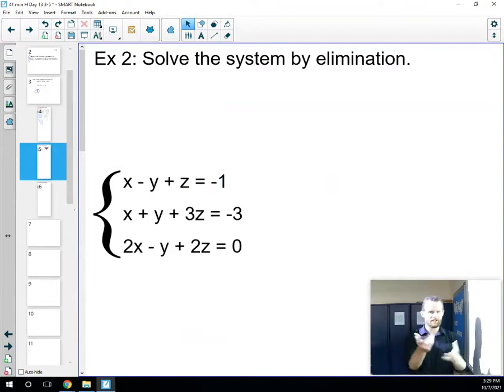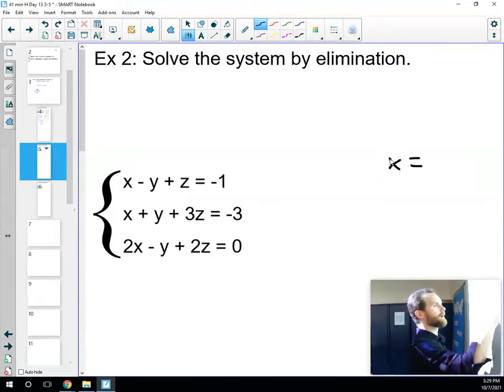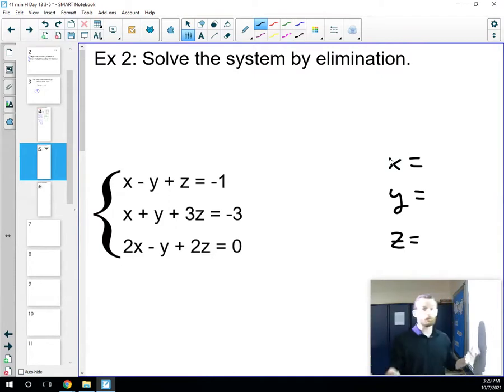Solve the system by elimination. So it's x minus y plus z equals negative 1, x plus y plus 3z equals negative 3, and 2x minus y plus 2z equals 0. So let's put our answer line right there. x equals, y equals, z equals. And we're going to run through the same thing.